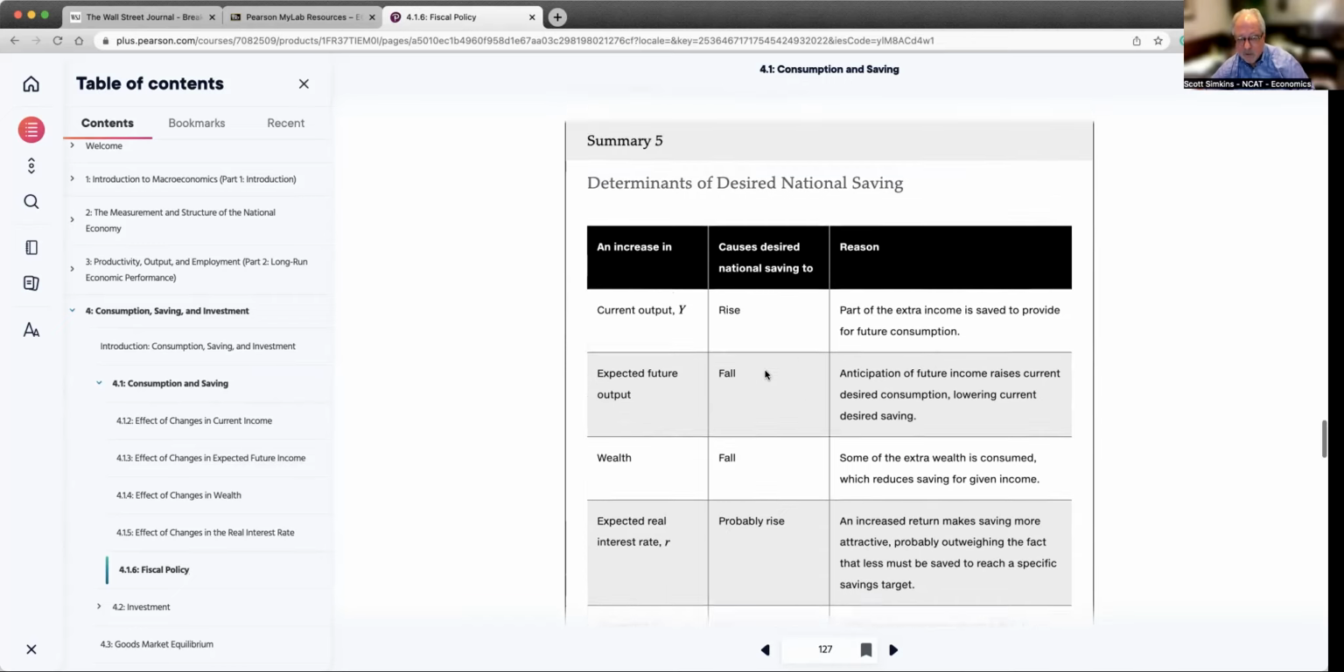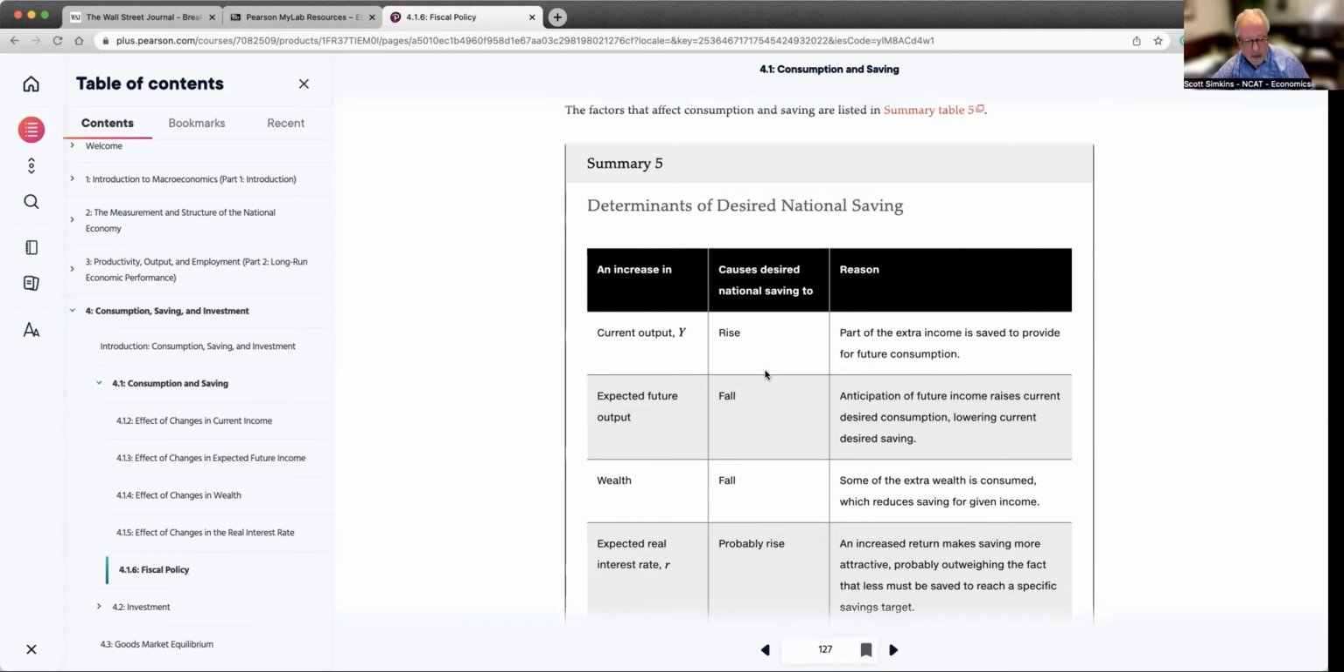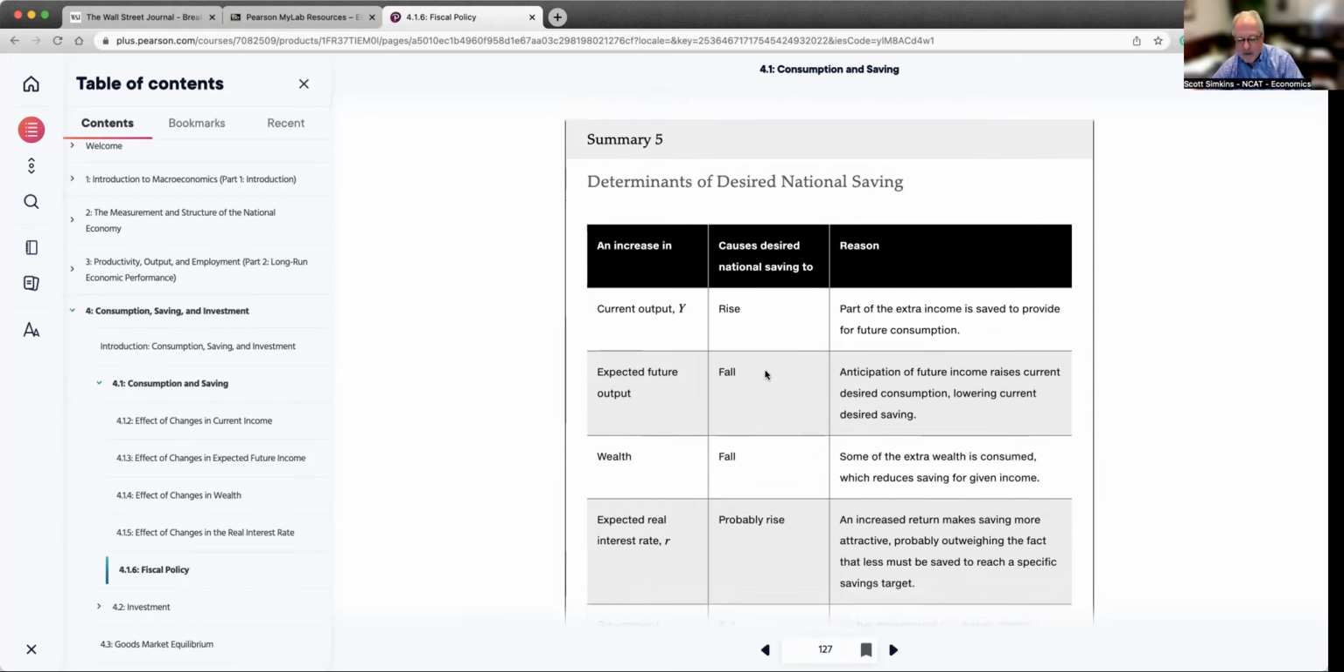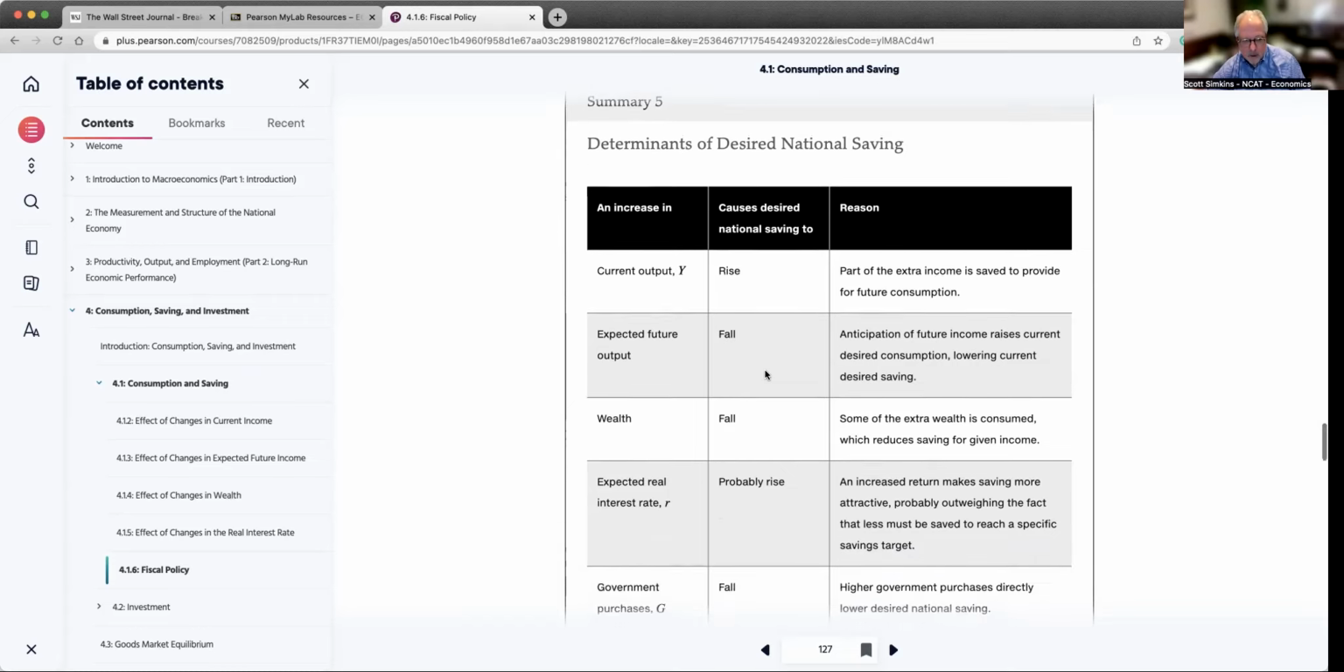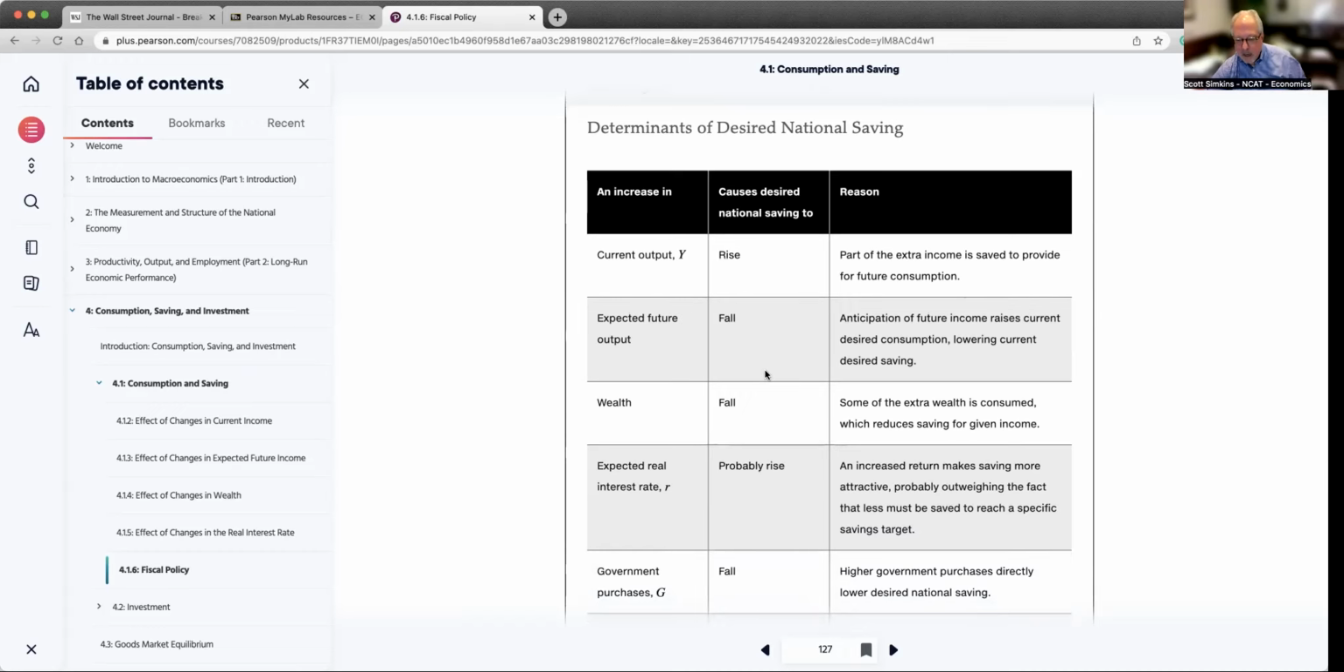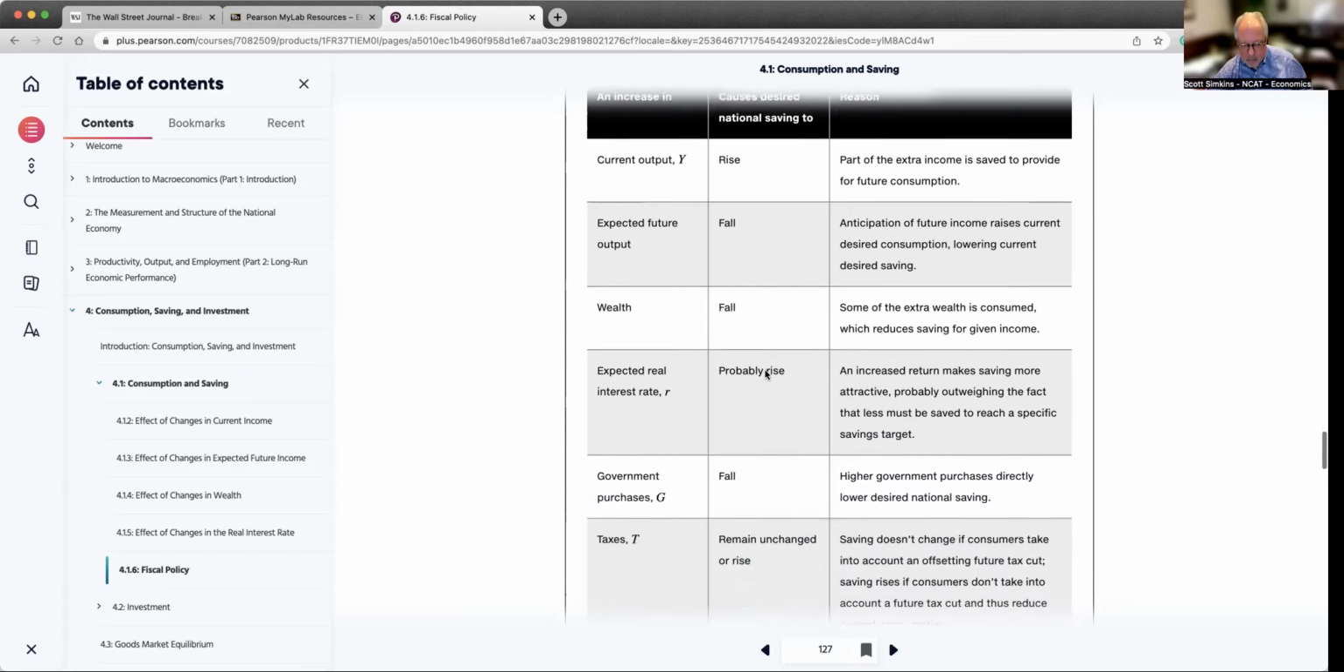And there's another one of these tables, summary table 6, in the investment section in this chapter. So this is really the cliff notes of the chapter to talk about what happens in equilibrium. What causes a shift in the curves? And then it's a question of what happens in equilibrium in that market.